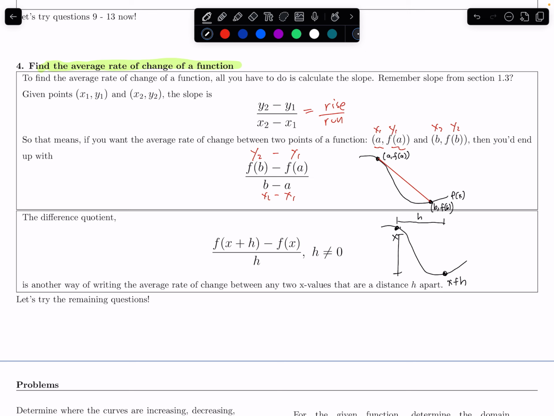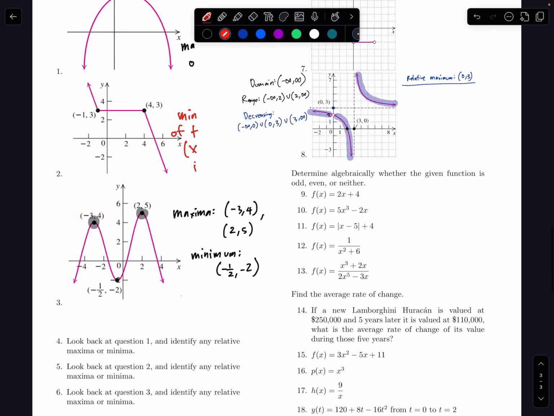What is the rise? Well, this height here is f of x, right? And what about this height here? This is f of whatever x plus h was. So using the same old formula all over again, you get this. F of x plus h, this is like the y2 minus y1. This is the y2, this is the y1. And then over here, the h is the result of taking x plus h minus x. It's just the gap between them, the run, right? That's all it is. So another way of saying the same thing.